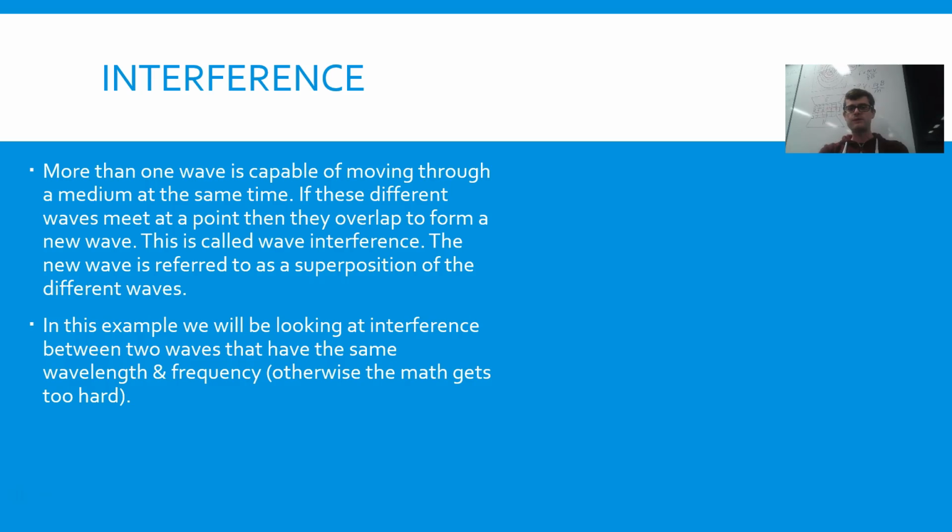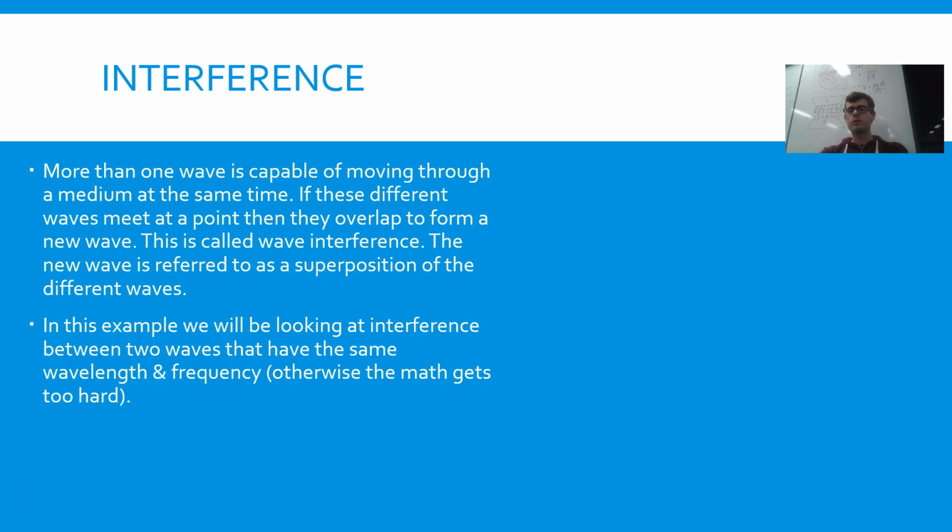Interference is the phenomenon when you have more than one wave traveling through the same medium, meeting at a point. You can have two different water waves. Let's say you have a pond and you drop two different rocks into that pond. Each rock will produce water wave ripples, and as those ripples move outwards, they'll meet, and where they meet, they overlap with each other and produce a new wave, and that's what we call wave interference. Another way we could refer to that is the superposition of waves.